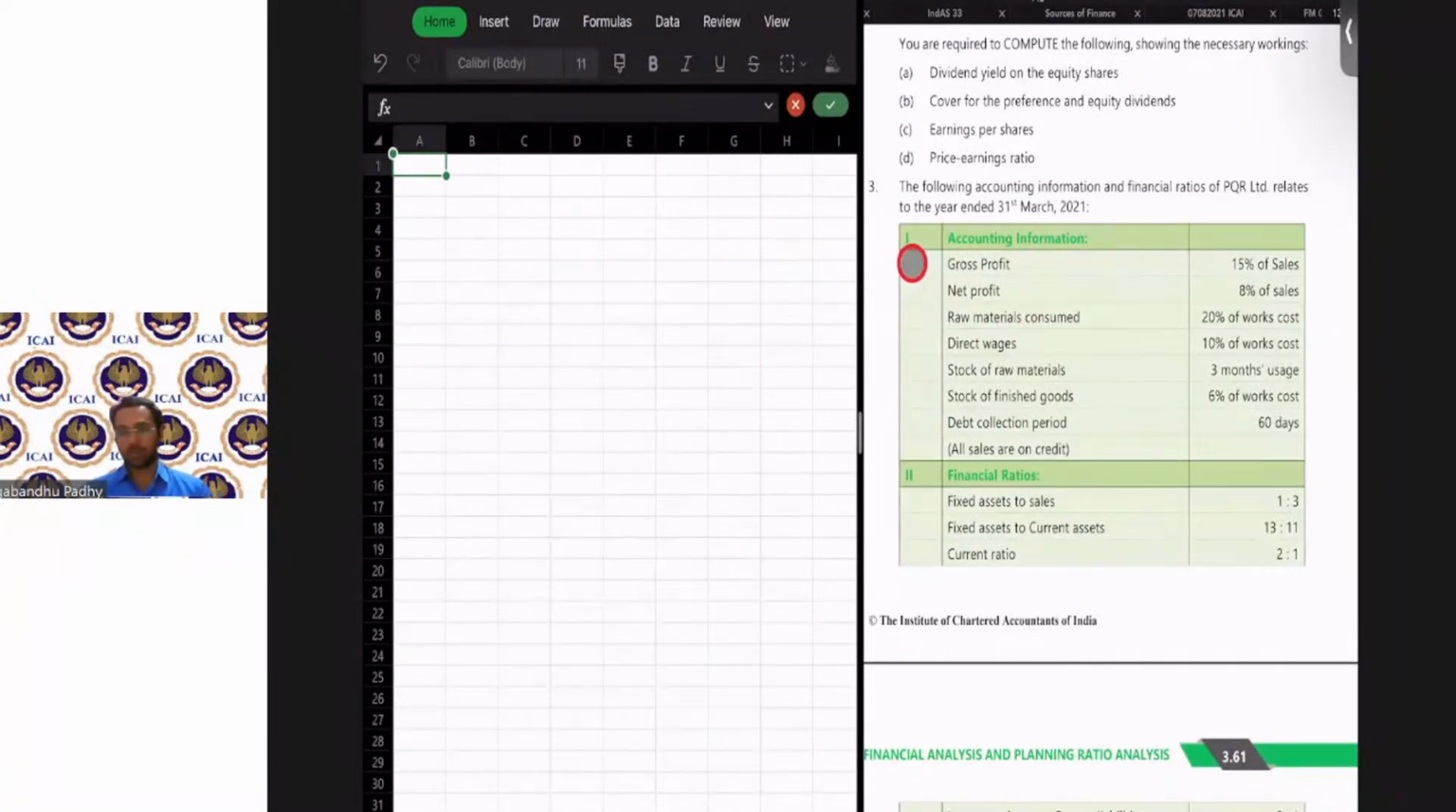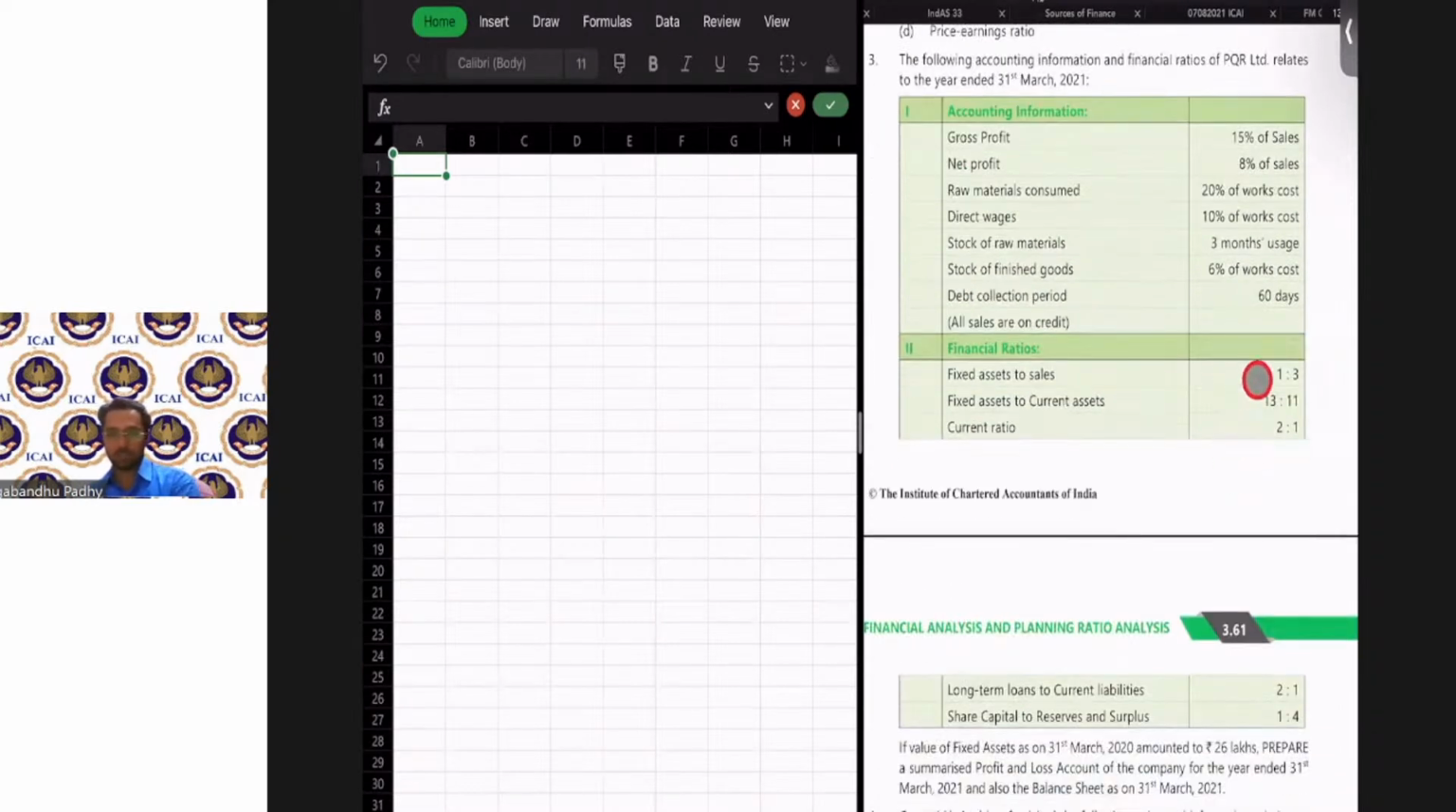Following is the accounting information and financial ratios of PQR Limited that relates to the year ended 31st March 2021. Gross profit is 15% of the sales. Net profit is 8% of sales. Raw material consumed is 20% of works cost. Direct wages is 10% of works cost. Stock of raw material is 3 months usage. Stock of finished goods is 6% of works cost, and debtor collection period is 60 days. All sales are on credit.